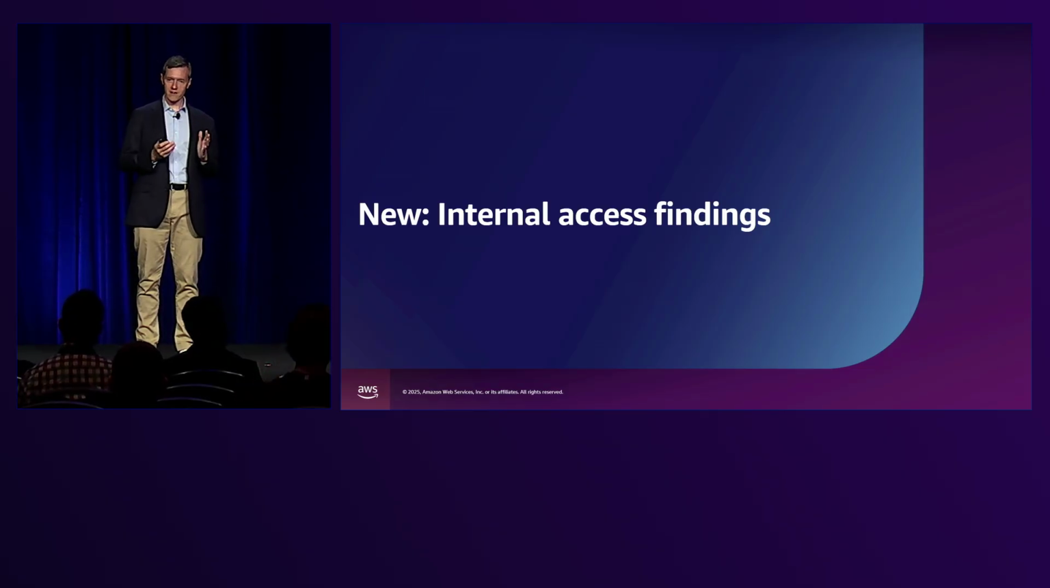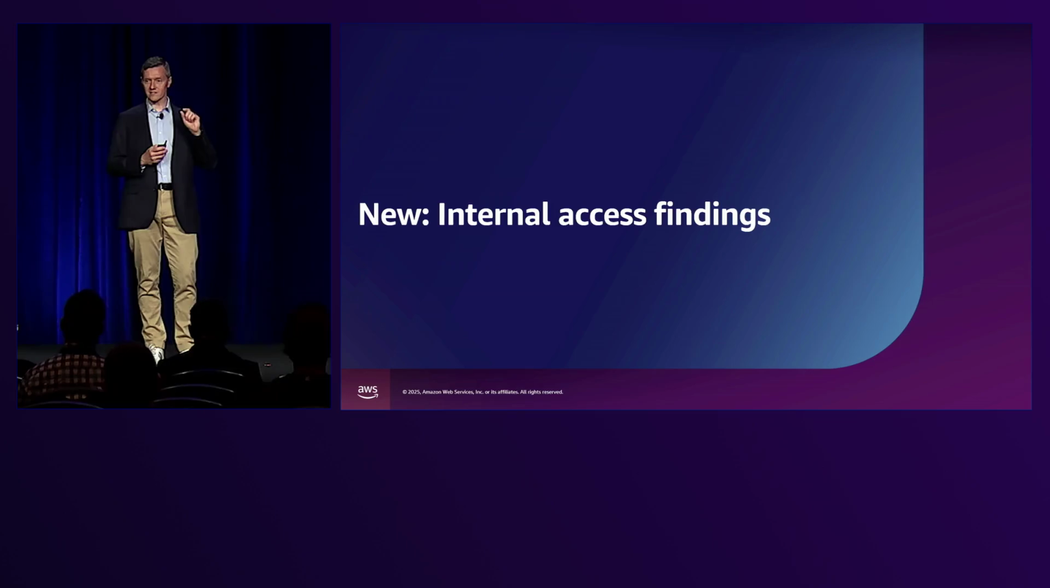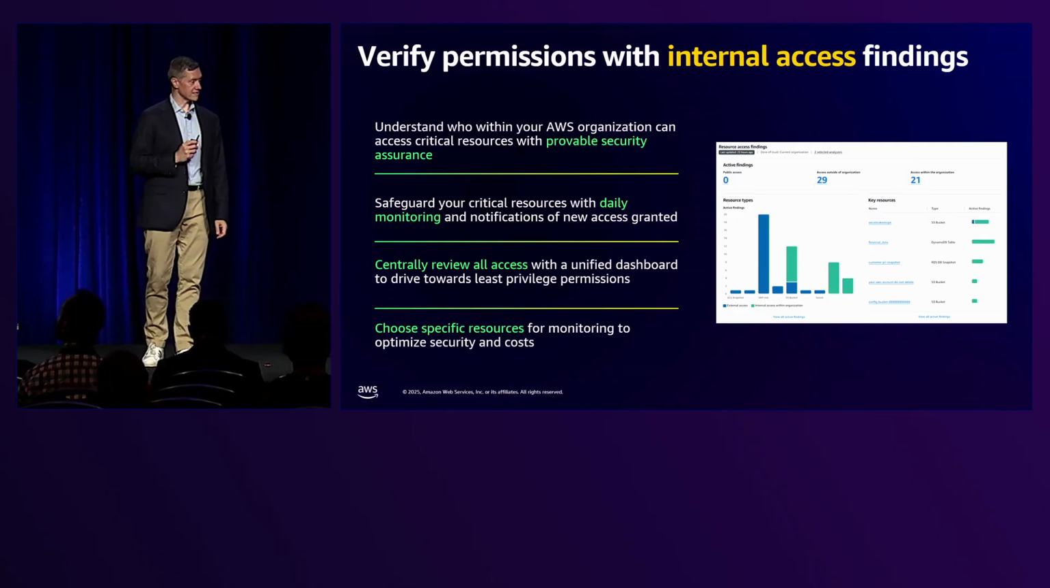So for a lot of things, you can generally assume that the access that has been assigned is okay. But for critical things, like say, data sources that would contain PHI, financial data, credit card information, all the super secure things that you want to pay very close attention to, you want to make sure that access is locked down as much as possible. And that is where internal access findings come into play.